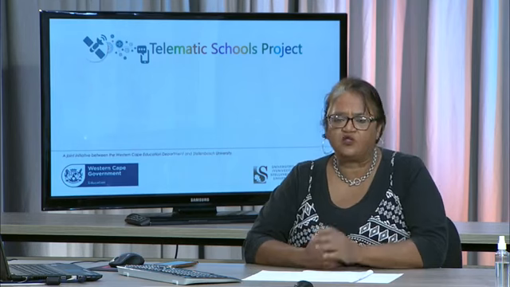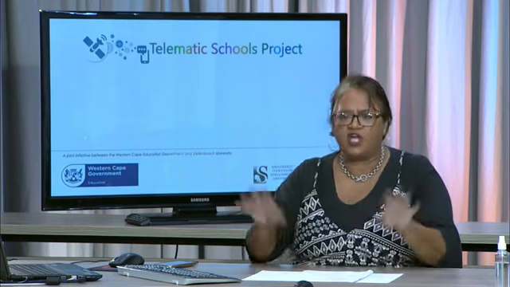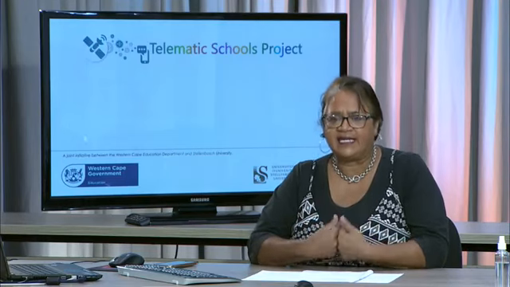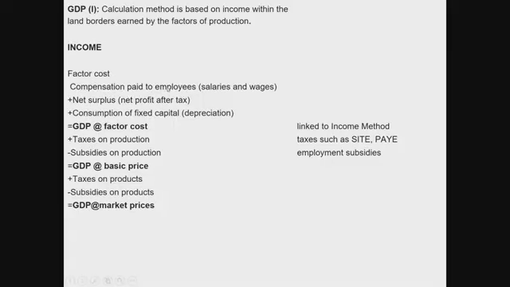When you buy a vehicle, you can buy a brand new vehicle. The moment you drive it off that showroom floor, you've already lost 10,000 Rand of the value of the vehicle, right? So as you use the machinery and the vehicles, the value is getting less and less, and that is called depreciation. So that is what consumption of fixed capital is all about. So we add those 3: the compensation paid to employees, the net surplus, and the consumption of fixed capital. And those then give us our GDP at factor cost, okay?